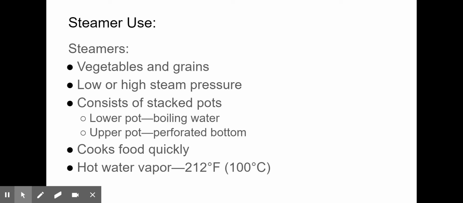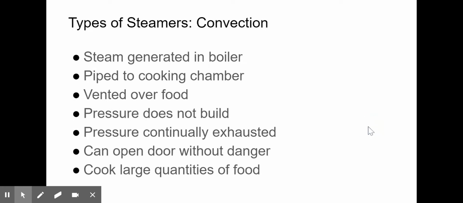So steamers are used for vegetables and grains. You could have low or high steam pressure. This is going to consist of stacked pots. The lower pot sometimes might be in the boiling water. The upper pot is going to have those perforated holes so that the steam can get to the food. This is going to cook food quickly, and so we're cooking food with the water vapor.